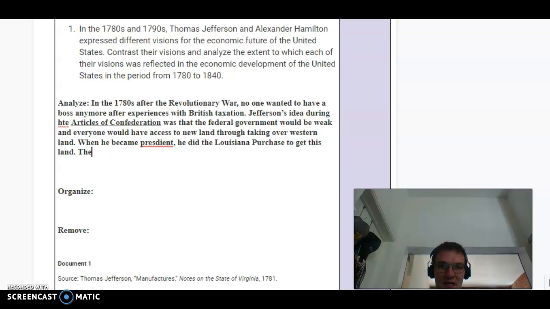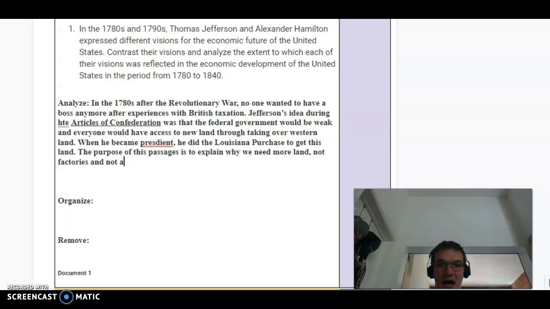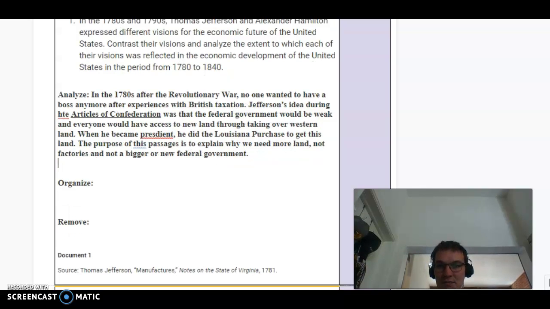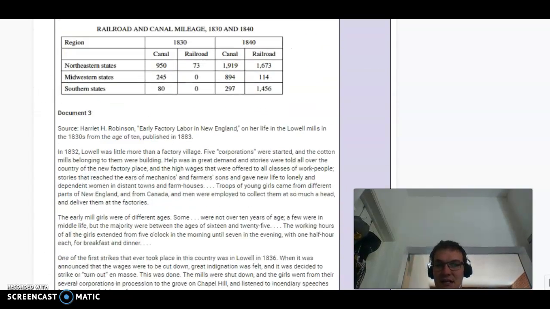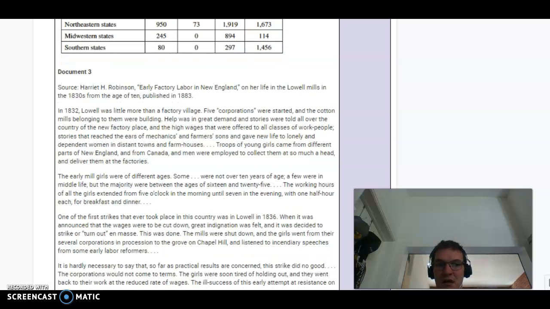I already described this. The purpose of this passage is to explain why we need more land, not factories, and not a bigger or new federal government. Boom. Okay, now I want to throw in another doc that kind of ties into this basic idea. And the basic idea is like, did things turn out for Jefferson?